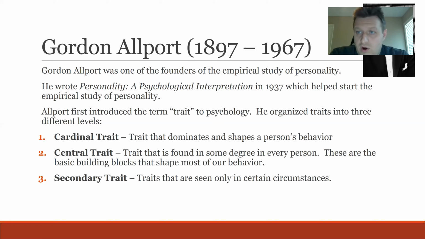Secondary traits are traits that are only manifested in certain situations. Perhaps you're not a very anxious individual, but all of a sudden I put a snake in front of you and you start to freak out. Okay, that is a good example of a secondary trait. It's anxiety, but only in a particular situation when there's snakes involved.